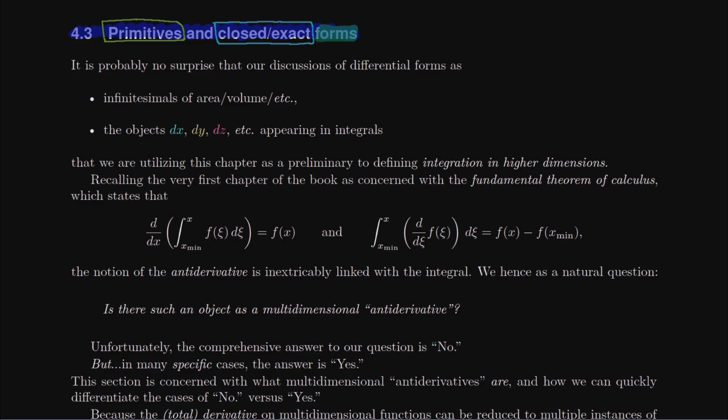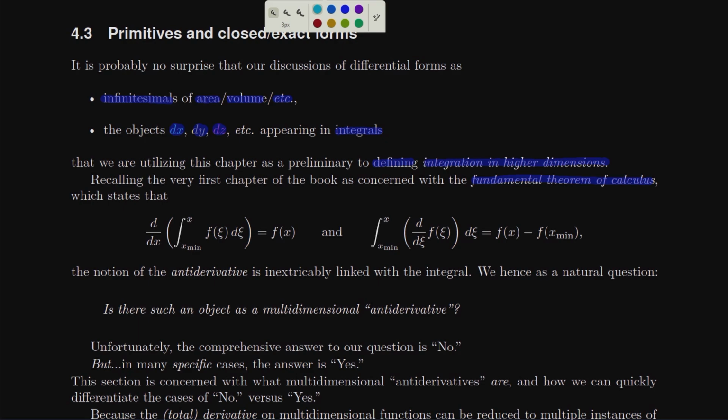And what's the motivation here? The motivation is that we have been introducing differential forms as infinitesimals of area or volume, etc., as well as our differentials dx, dy, dz appearing in integrals. We're trying to set up a definition for integration in higher dimensions. And in particular, we're trying to set up an integration in the context of a fundamental theorem of calculus. We did start out this entire text with a naive fundamental theorem of multivariable calculus, and then I teased the true fundamental theorem, which was the generalized Stokes theorem. We're getting really close to actually being able to understand what the generalized Stokes theorem is saying, now that we know what differential forms are.